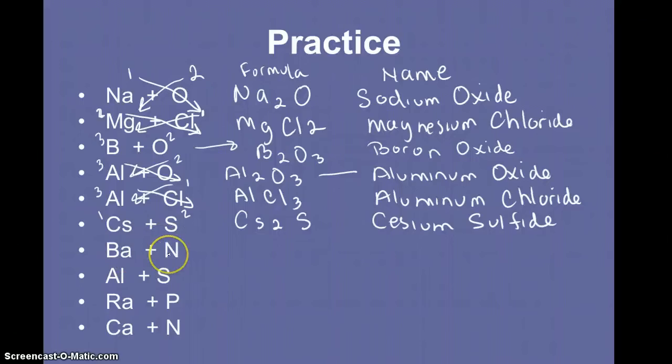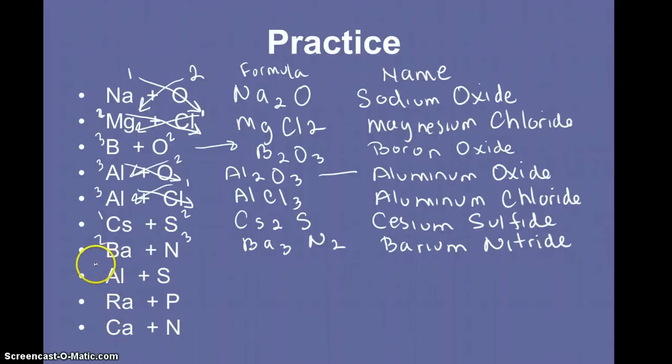Barium plus nitrogen. Barium, look closely, has an oxidation state of 2. Nitrogen does have more than one oxidation state, or atomic charge. Please go with the top atomic charge, also known as the oxidation state, which is 3. And I'm going to write that: Ba3N2. And I will call that barium nitride. Do you have it already? I hope so.